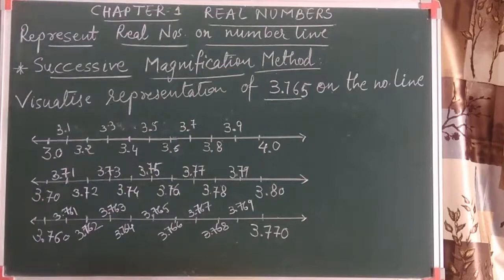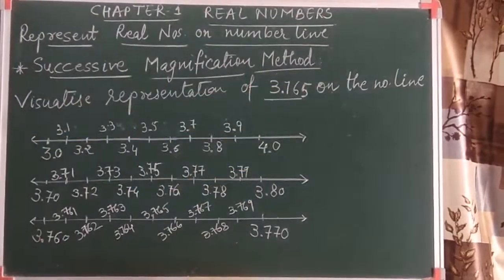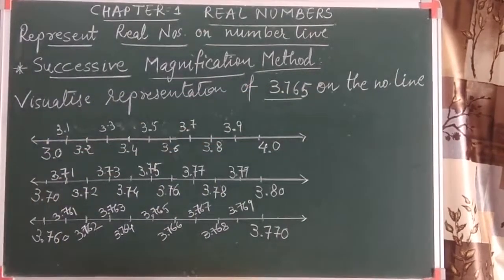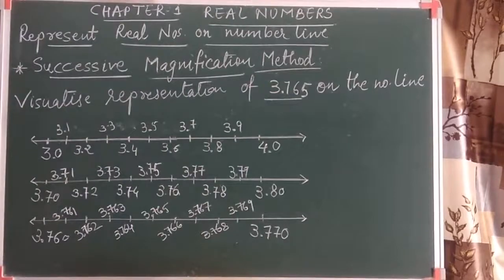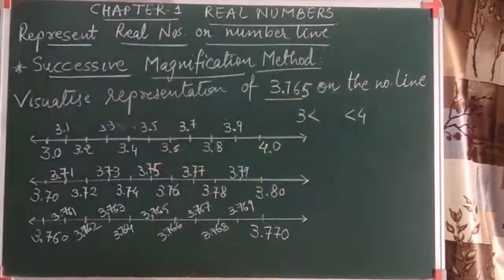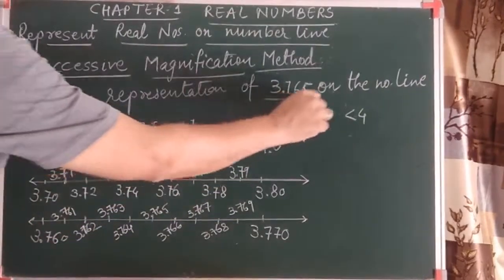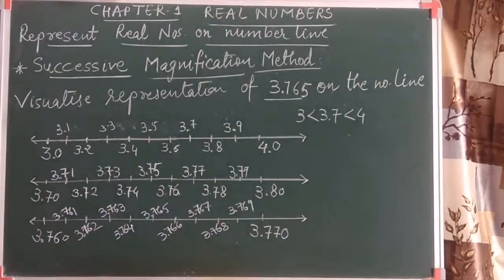Here in the question, we have to represent 3.765 on a number line. First of all, we have to check which two integers the given number lies between. The given number 3.765 lies between 3 and 4. So let's take only the first decimal, that is 3.7. So first we obtain 3.7 between 3 and 4.